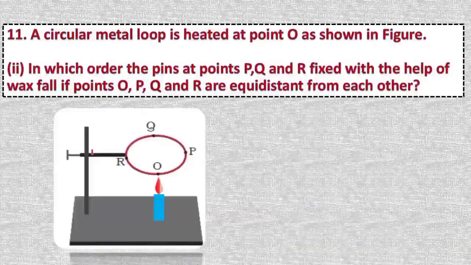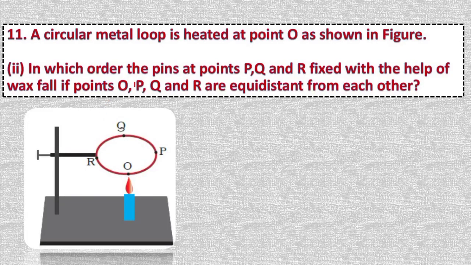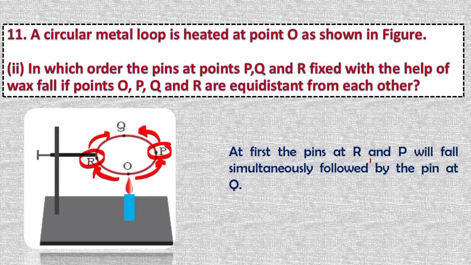Here is the next question. A circular metal loop is heated at point O as shown in the figure. In which order will the pins at P, Q and R, fixed with the help of wax, fall if points O, P, Q and R are equidistant from each other? Here we are heating the circular loop at O, and the heat will transfer from O to P and P to Q, similarly from O to R and R to Q. See, R and P will be heated simultaneously, and at the same time the pins will fall down. At first the pins at R and P will fall simultaneously, followed by the pin at Q, because R and P are placed equidistant from O.